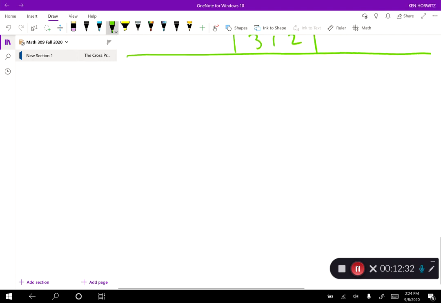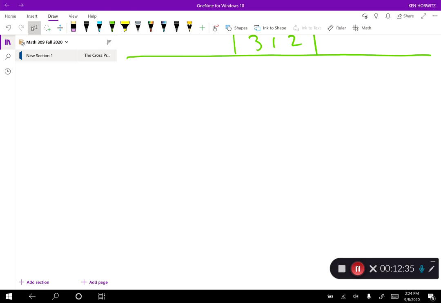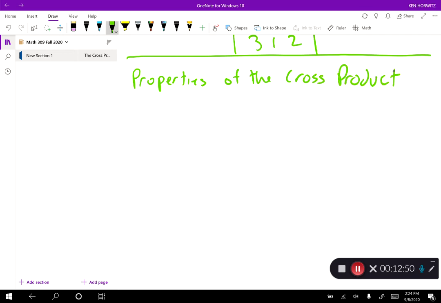All right, so let's list a couple of properties. So I have properties of the cross product. So let's let u, v, and w be vectors in space.